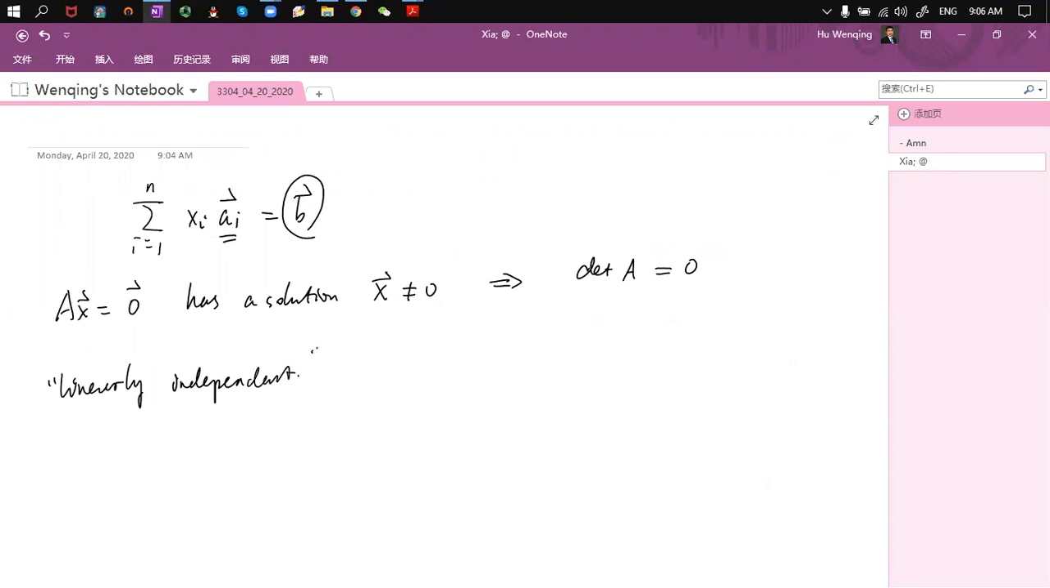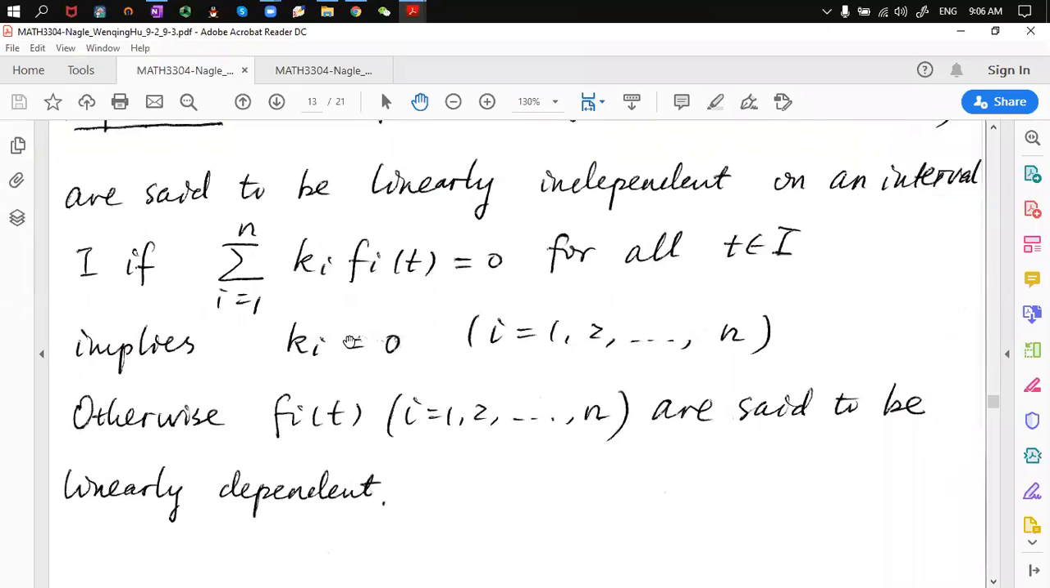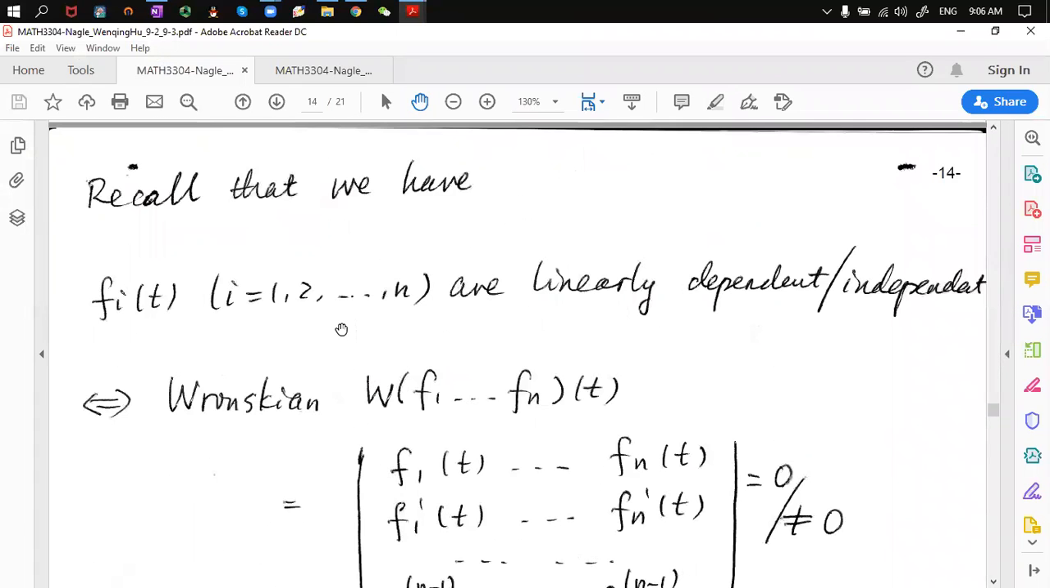So linearly independent means that if the summation of ki fi(t) from i = 1 to n is equal to 0, it implies that each of the ki is equal to 0. That means linearly independent. This notion can also be carried over to vectors.